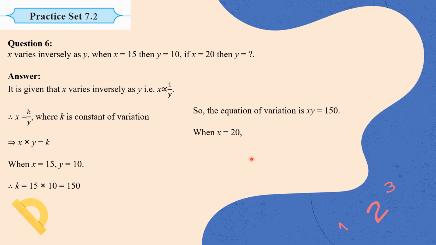Now, when x is 20, we have to find out the value of y. So we'll use our equation of variation to find out the value of y when x is 20. So substitute the value of x as 20. So you have 20y is equal to 150. Divide both the sides by 20. You will get y is equal to 150 upon 20. And 150 divided by 20 is 7.5. So when x is 20, the value of y is 7.5.